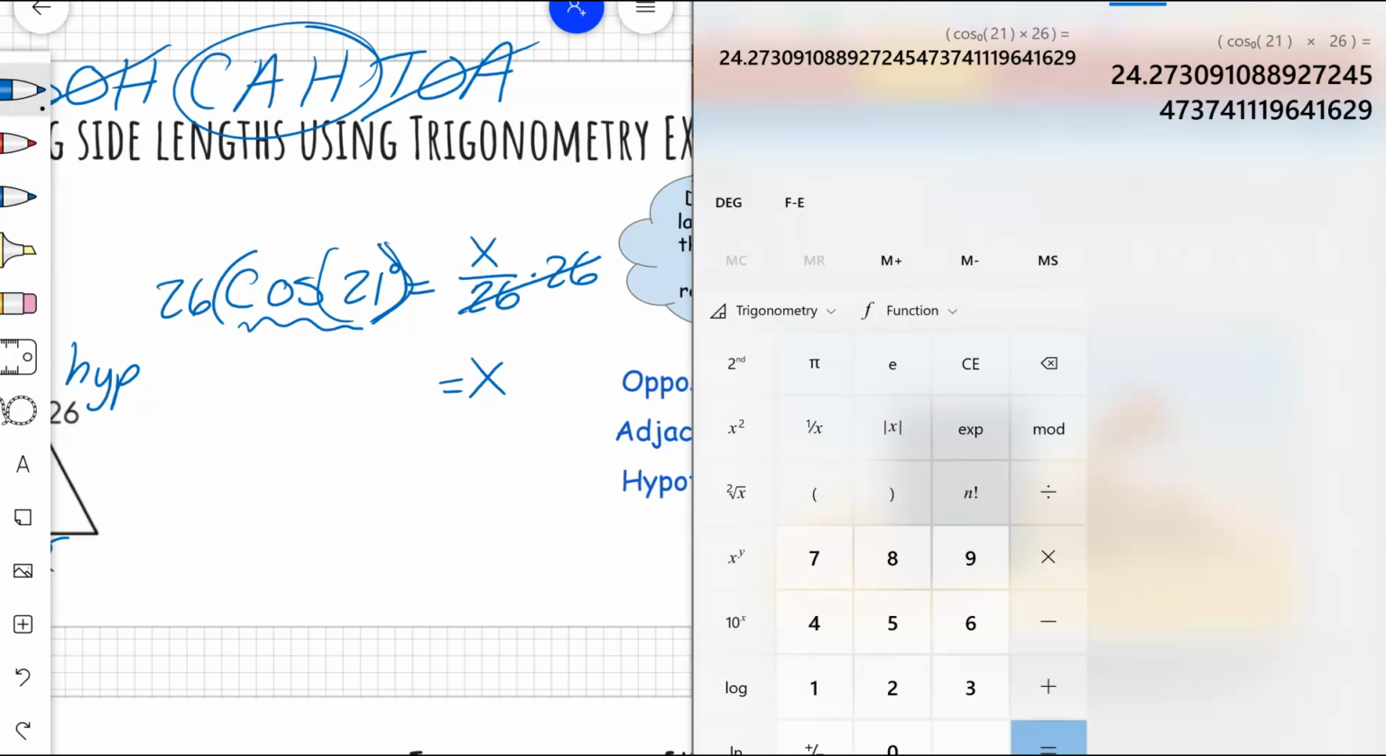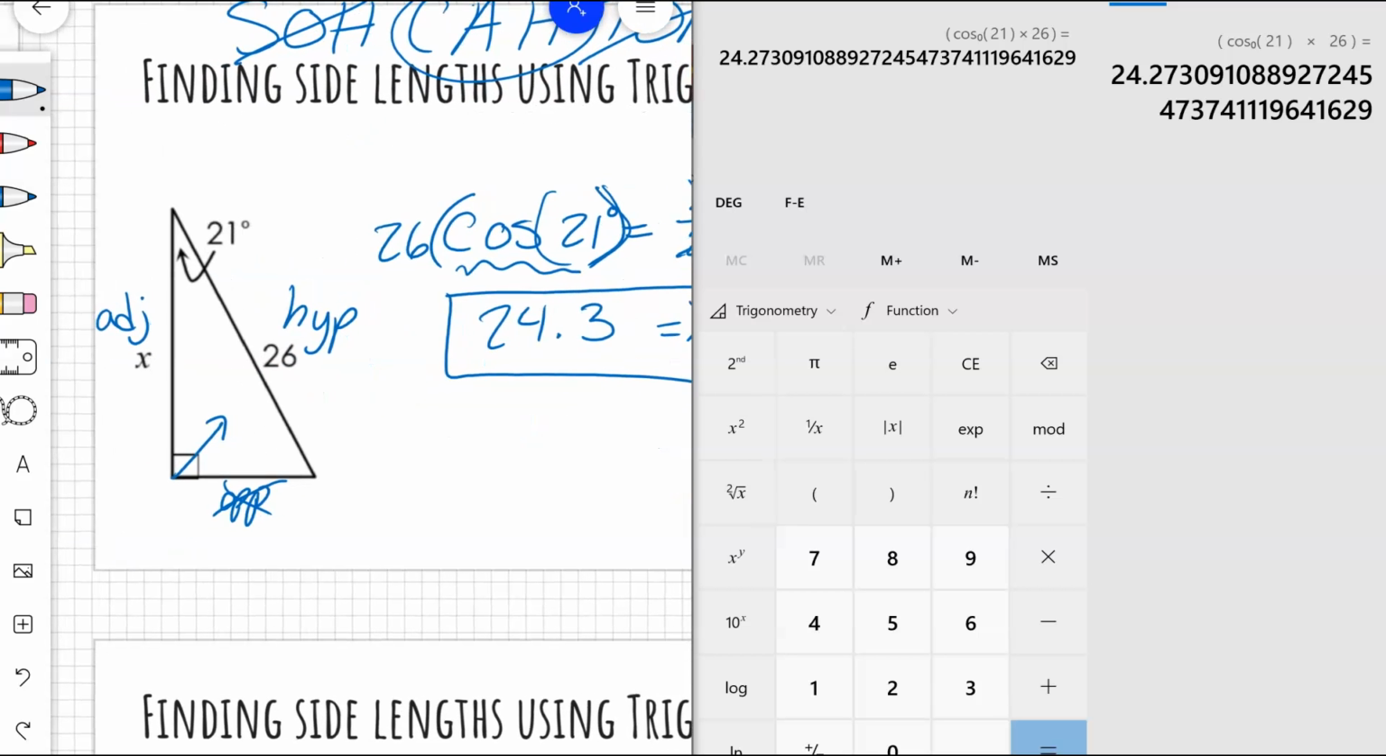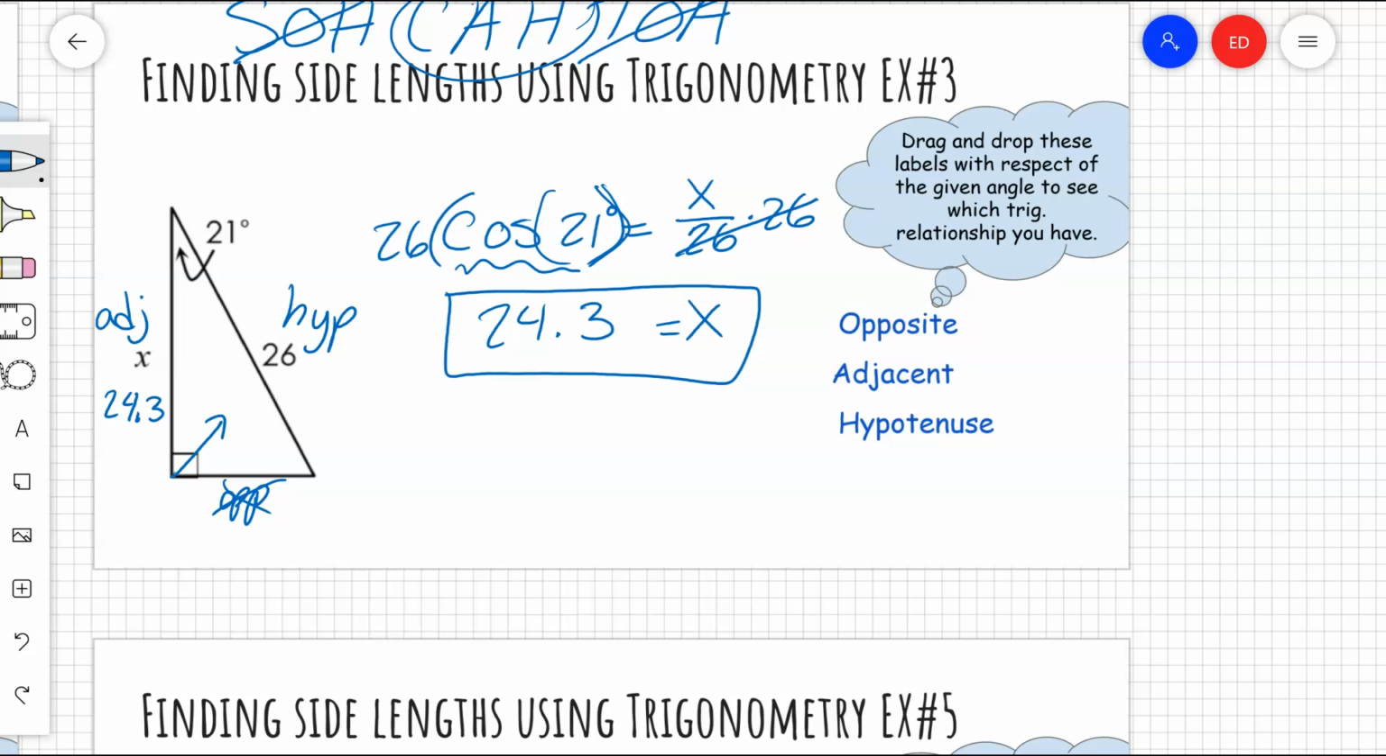24.27. Now that 7 is going to tell us that we need to round up because 5 and above give it a shove. So that's just going to end up giving us 24.3. And that's going to give us our x value. That x value is this adjacent side, 24.3.